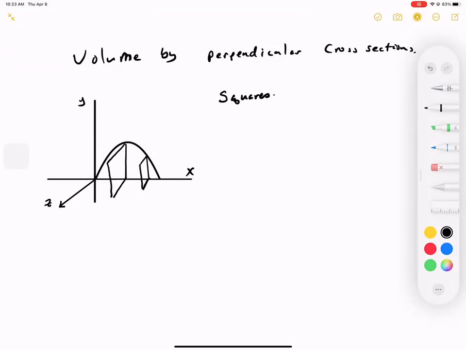Now, how do we find the area of a square? The area of a square is s squared, referring to the side. And in this case, the side is equal to our equation.